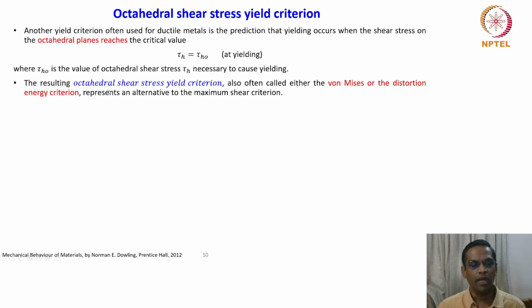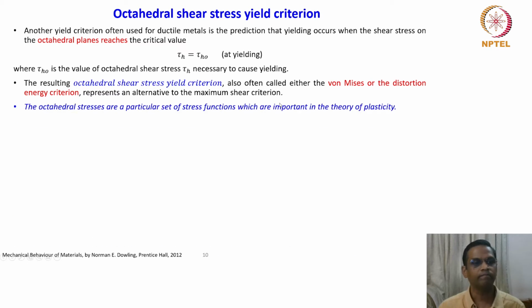The resulting octahedral shear stress yield criterion, also often called either the von Mises or the distortion energy criterion, represents an alternative to the maximum shear stress criterion. So this is another way of predicting the yield criterion, similar to the maximum shear stress criterion or Tresca criterion.